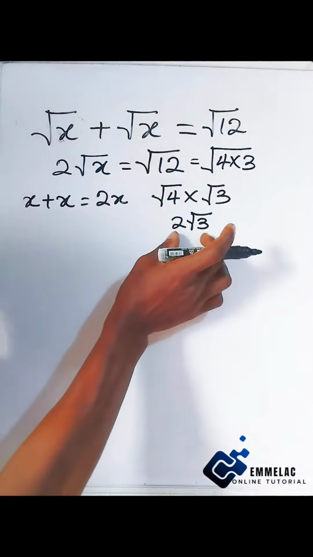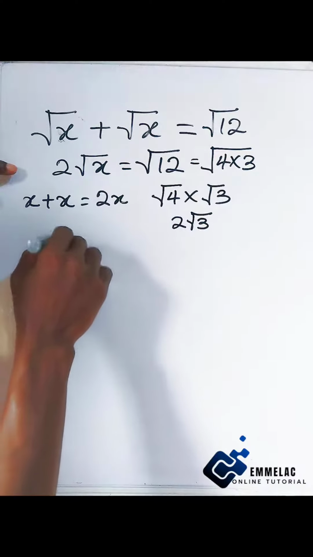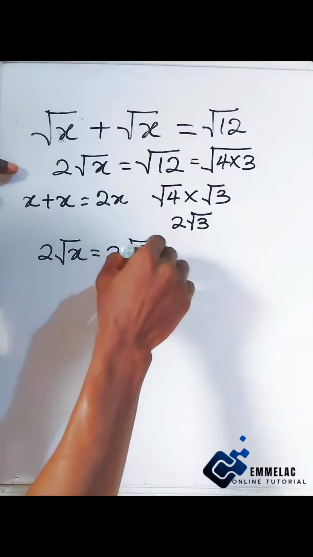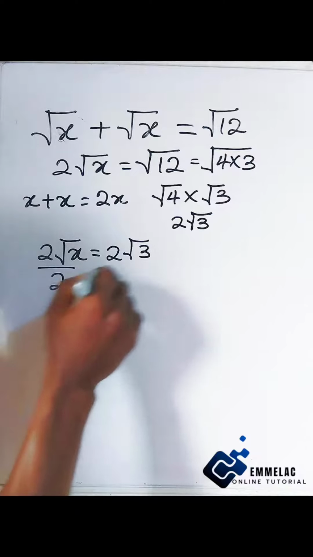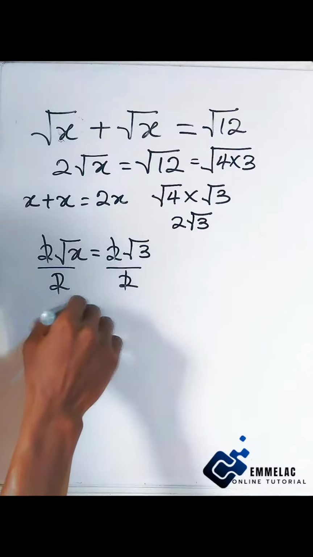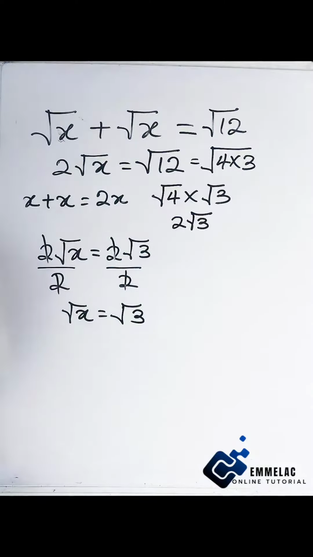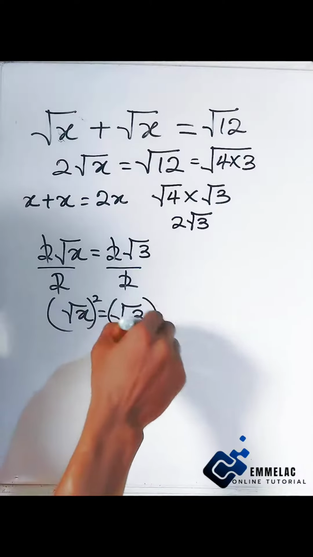Now if you bring 2 root 3 to this equation here, we have 2 root x equals 2 root 3. Now you can see we can just eliminate 2 from both sides. Then we are left with root x equals root 3. Now for us to actually find the value of x, let's just square both sides.